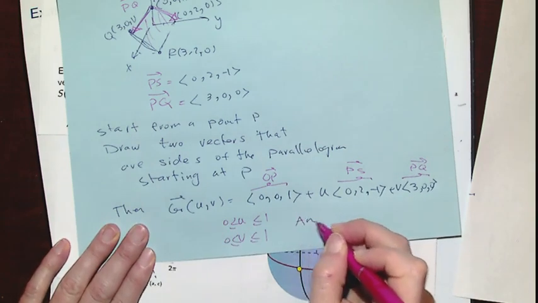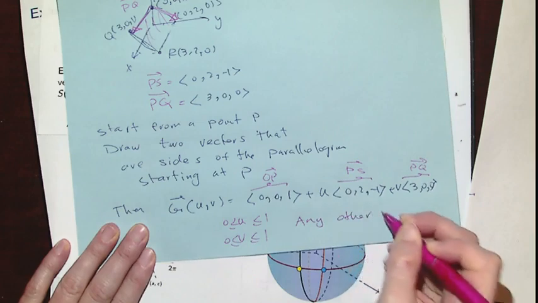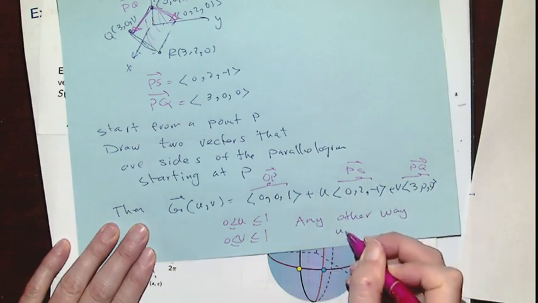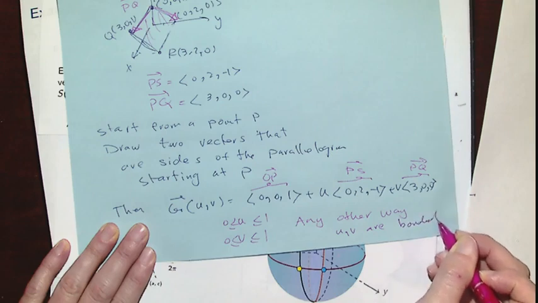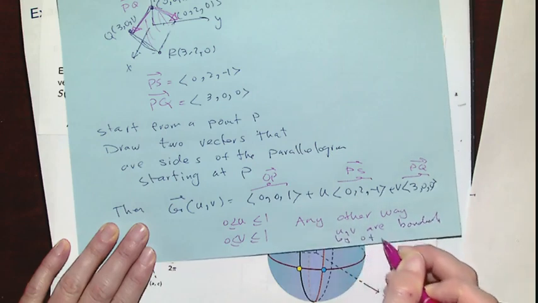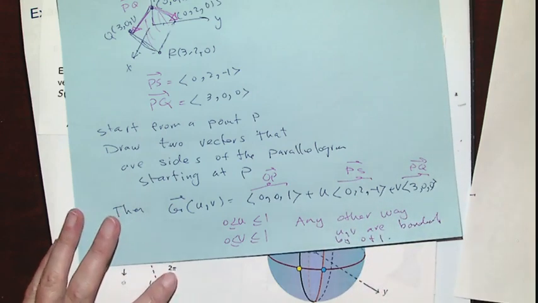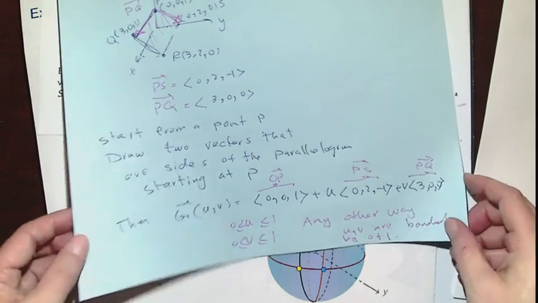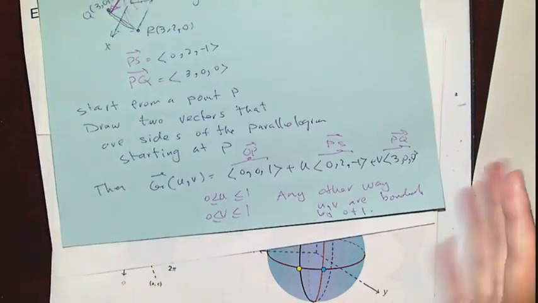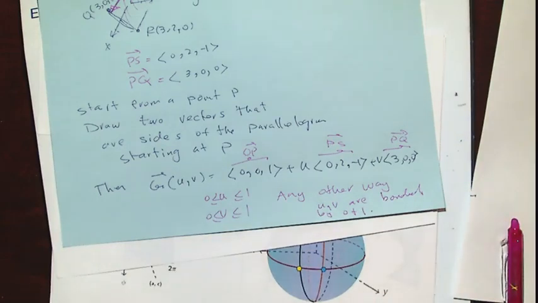Any other way, U and V are not bounded by 0 and 1. Almost any other way. Some of them are okay-ish, but overall it's not bounded by 0 and 1. This is the way that you bound it by 0 and 1. Fair game? So does this make sense?